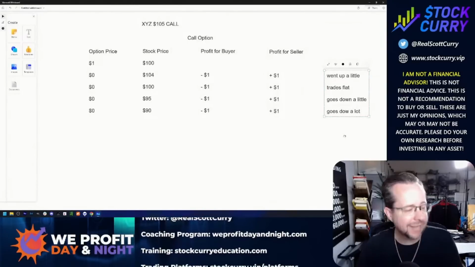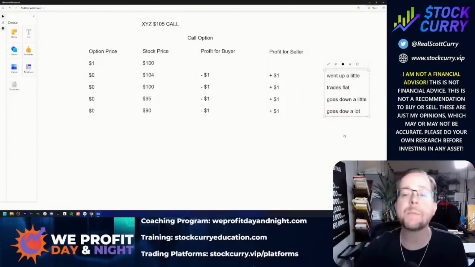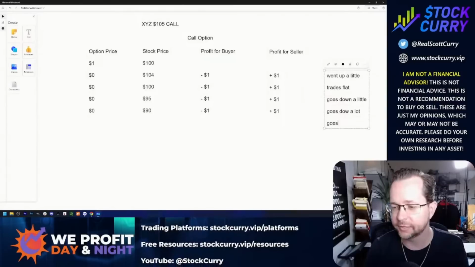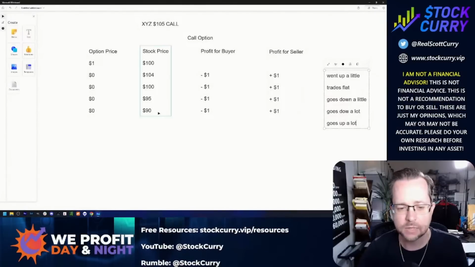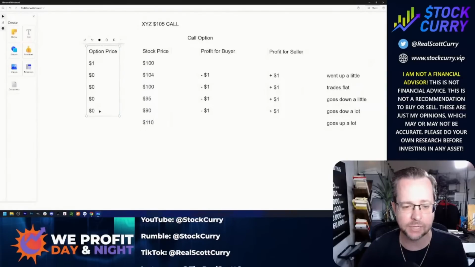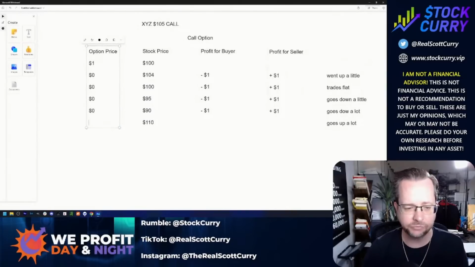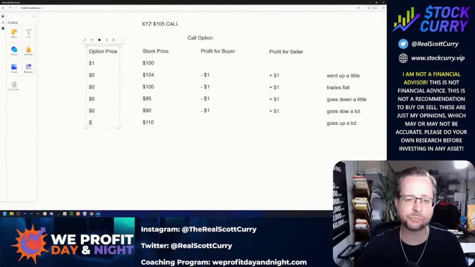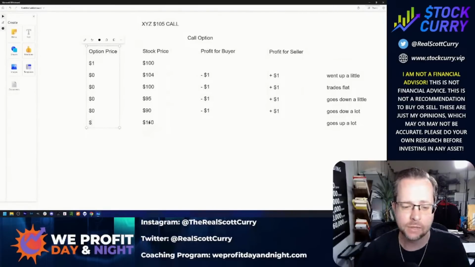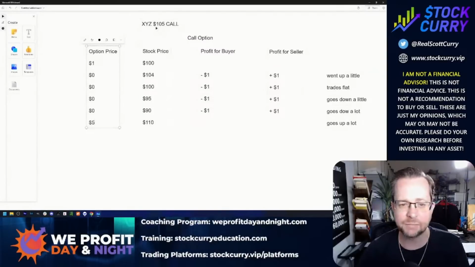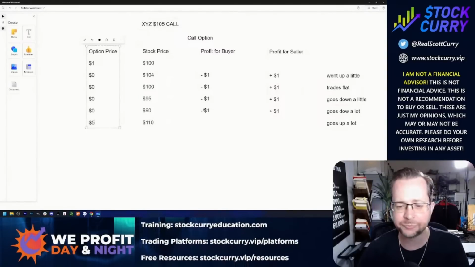Okay, let's say it goes up a lot. The only case in which the buyer makes money is when it goes up a lot. Let's say it finishes at $110. It went up a lot. Well, in this case, the option price is worth the difference between the ending price of the stock and the strike price, which is $5, because 110 minus 105 equals 5.